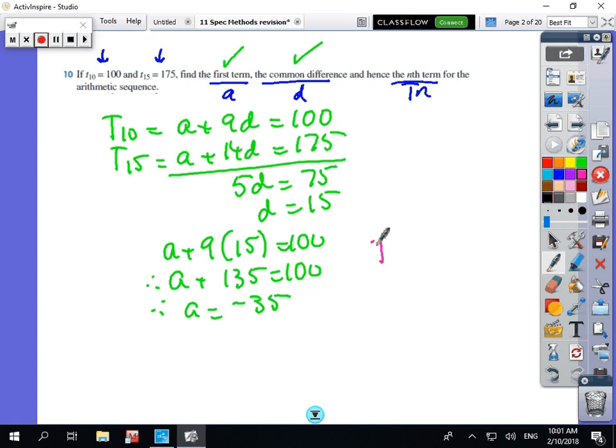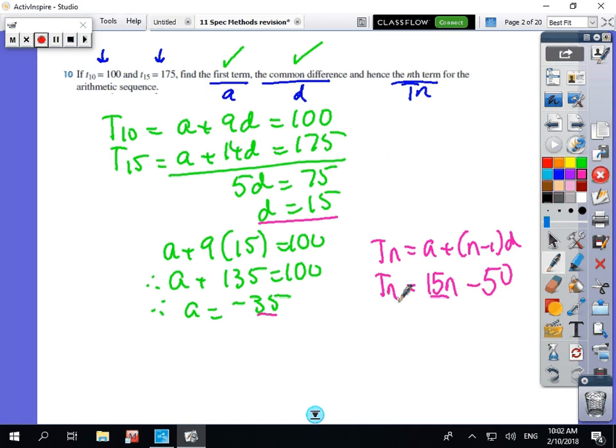So again, you've got the approach A plus n minus 1 D, put the numbers in and expand out. But D is 15, so that becomes the coefficient. And how do we go from 15 to minus 35? We subtract 50, so that's your Tn.